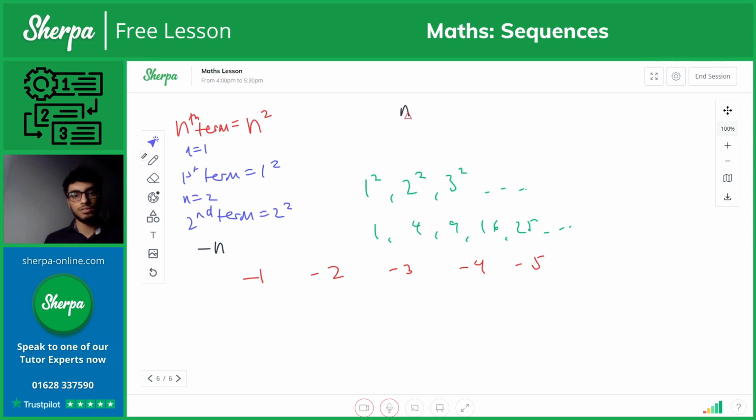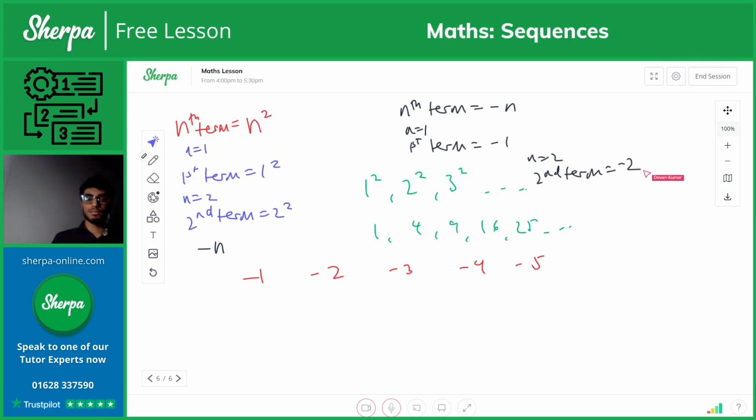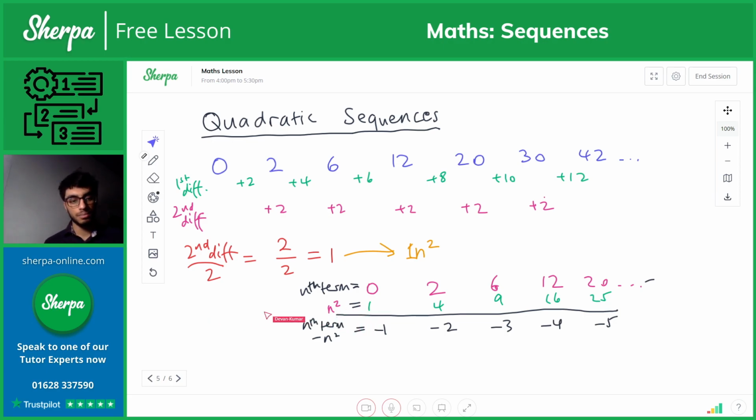Why is it that? Let's find out. So the nth term is minus n, right? So if n equals 1, the first term is minus 1. That checks out. n equals 2, so the second term is minus 2. Yep, it is. Perfect. So the nth term is minus n. So then we can say the nth term minus n squared equals minus n, because that's minus n on the right-hand side.